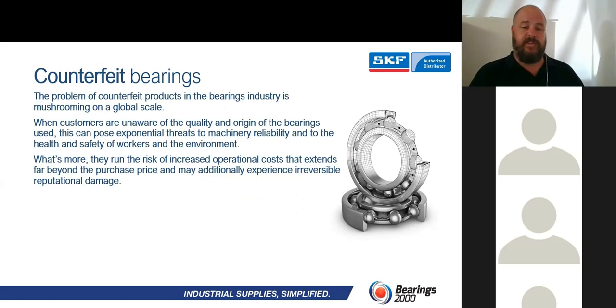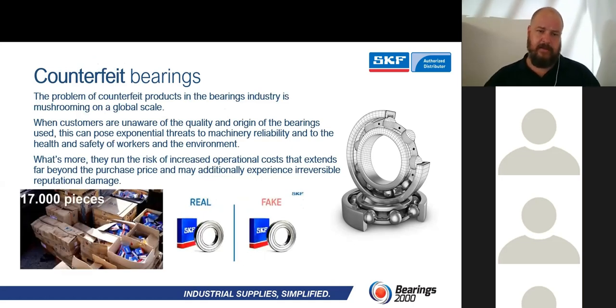So if we just have a look at this over here, you can see, look at that. You tell me the difference. After 20 years in the industry, it still takes me a little bit of assistance from the main supplier to be able to do this. So it is a reality. Make sure you go through the right chain. If you are unsure, speak to your Bearings 2000 representative, and we will do our best to assist.